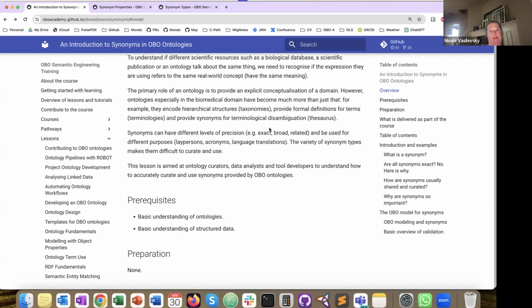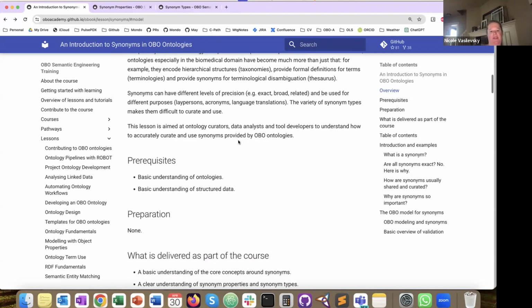And the synonyms are another critical piece of the ontology that allows for disambiguation of the terms, or allows for being able to search for terms, and it really helps with information retrieval when we have accurate synonyms, where someone can search on a synonymous term and find the concept that they're looking for in the ontology.